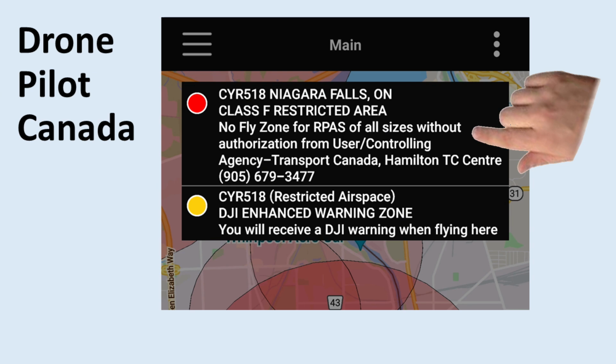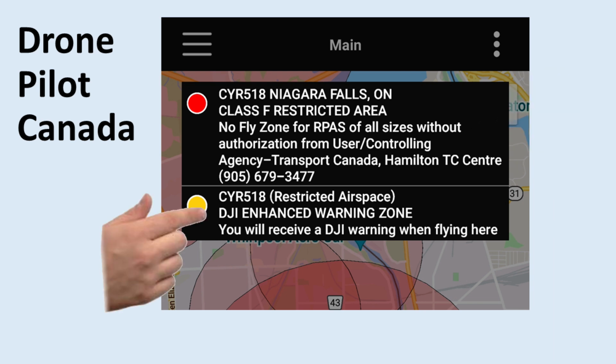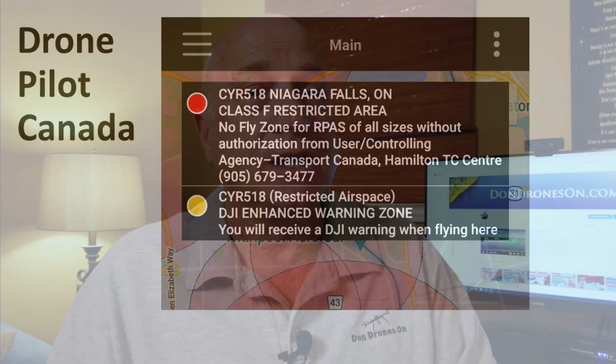Unless you have permission from the operator or controller of the zone, you cannot fly any size drone in a Class F restricted zone. And the scary part is that the DJI FlySafe map just lists them as warning zones, not restricted zones. This is not correct. They are absolute no-fly zones. So do not trust the DJI app to fully advise you of stuff like this. It does not properly reflect Canadian drone rules.